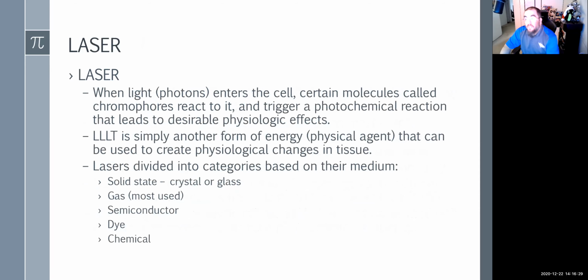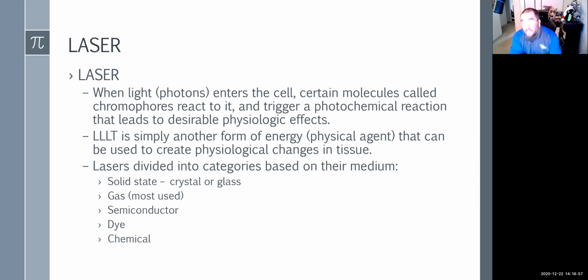So when the photons enter the cell, certain molecules called chromophores react to it and trigger a photochemical reaction that leads to a desirable physiological effect. A lot of what we're going to talk about next semester, one of your big phrases you'll say is, it's working at the cellular level, because sometimes patients just don't feel it. And we need to understand that it's still working even if they don't feel it. Lasers are another form of energy that can be used to create a physiological change in tissue.